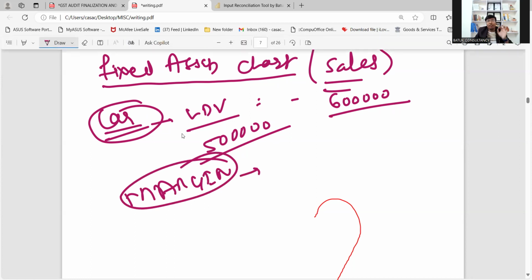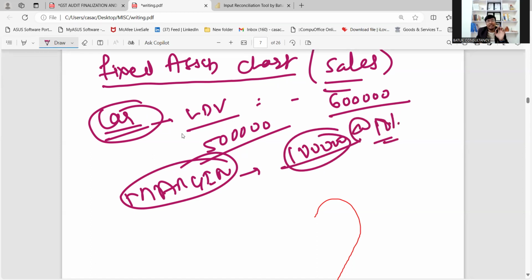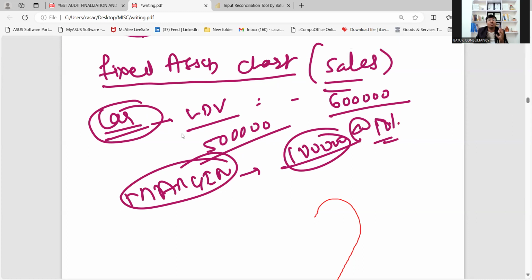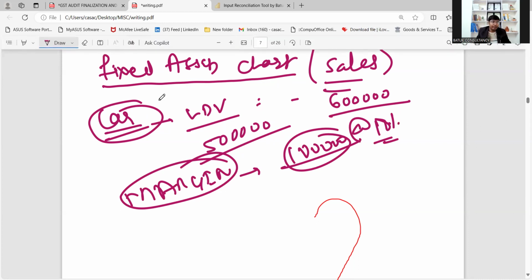GST will be applicable on the margin money, that is on the 1 lakh rupees at the rate of 18%. So we need to check this particular type of thing in case of fixed assets as well. Okay.